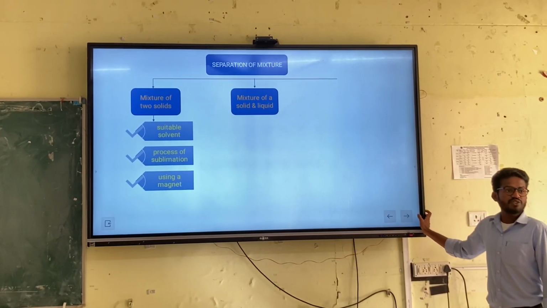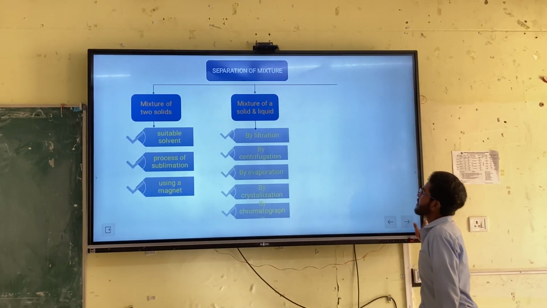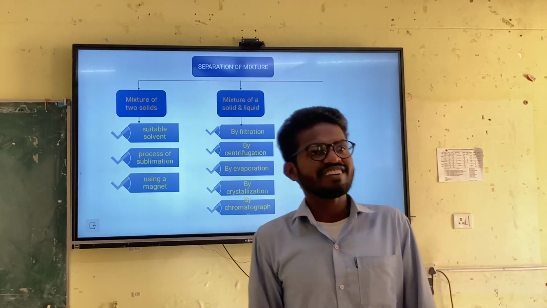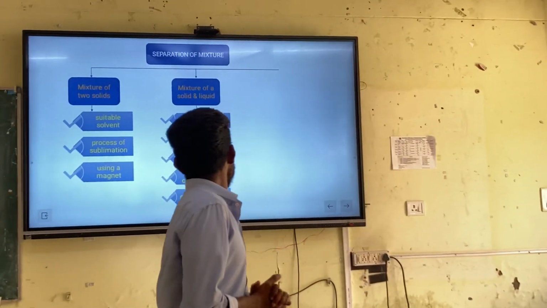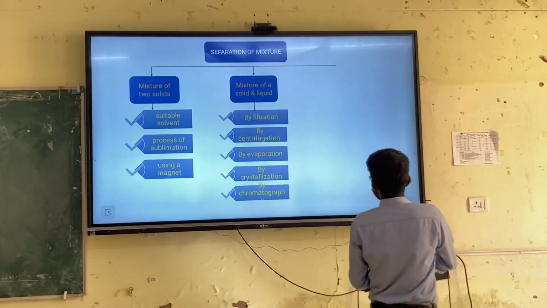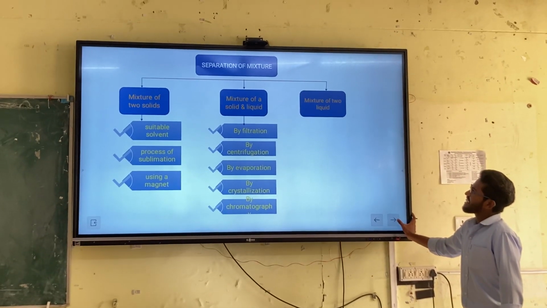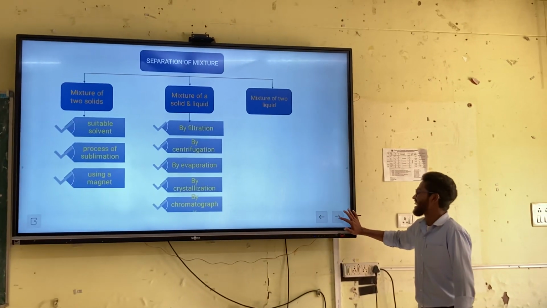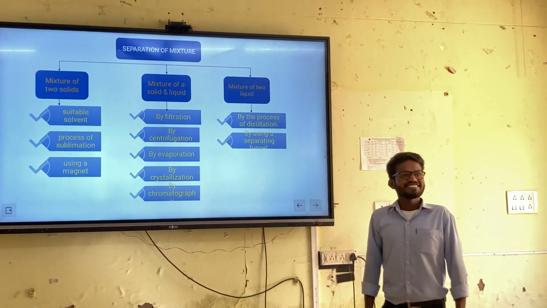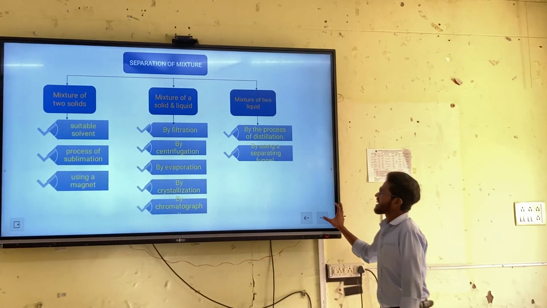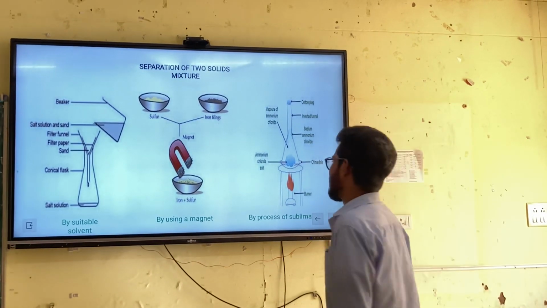Separation of a mixture of solid and liquid. There are five processes involved in this: filtration, crystallization, chromatography, evaporation, and centrifugation. Then, how to separate a mixture of two liquids? One process is distillation, and the second one is by separating funnel, with which we can separate two liquids.